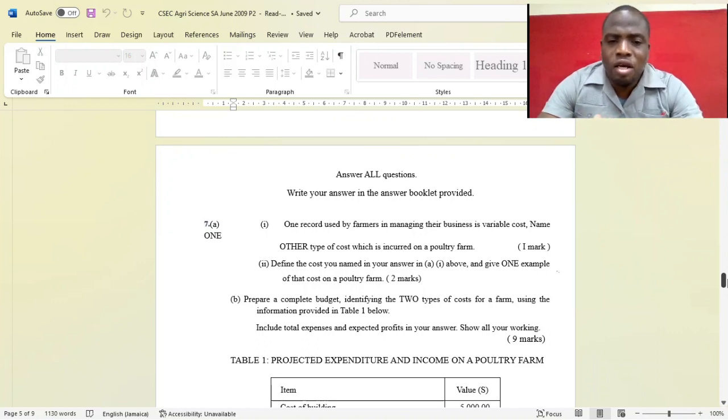And it says, define the cost you named in your answer above and give one example of that cost on a poultry farm. Now, a fixed cost is a cost that doesn't change with the level of production. Usually, the depreciation of machines is a fixed cost. Insurance, anything in terms of the building, is a fixed cost. So those are the prime examples of a fixed cost. The manager's salary would be a fixed cost.